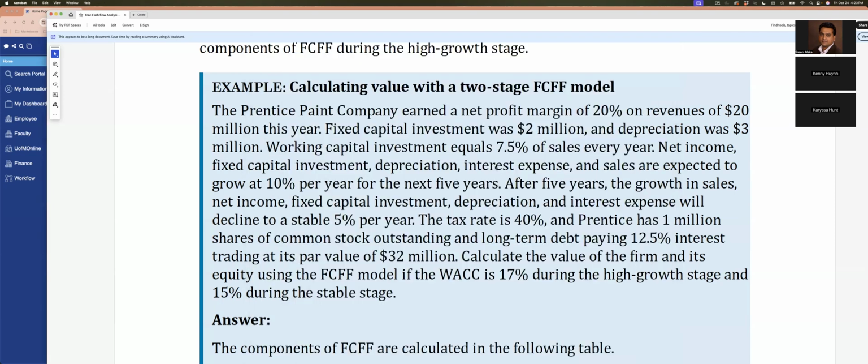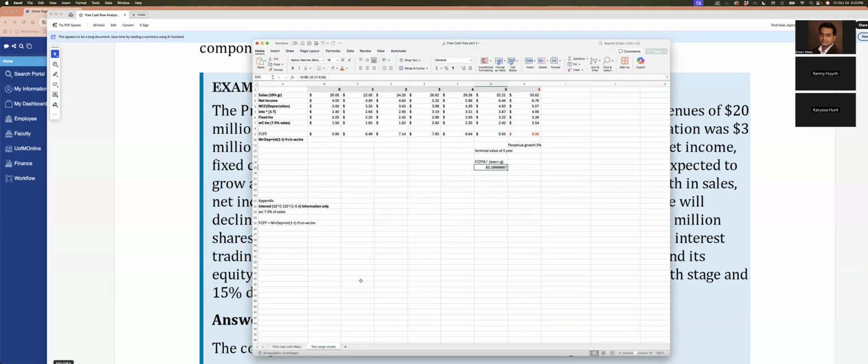No, actually, he gave two things. Sorry, he gave two WACCs. Calculate the value of the firm with the free cash flow firm model. If the WACC is 17% during the high growth stage, that means the first 5 years are 17%. And okay, so use 15%. I did not notice. This is 15%. That's what we need to use. So instead of 17, we need to use 15.